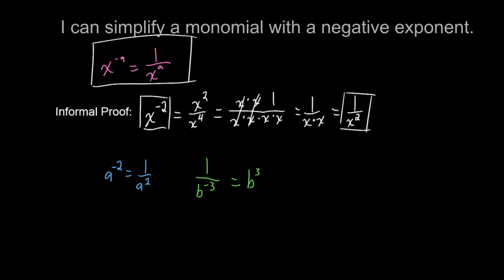If we were to jam these two together and we were given a to the power of negative 2 over b to the power of negative 3, well, we'd get b to the power of 3 over a to the power of 2. We just flip these around and have their positive counterparts for their exponent.